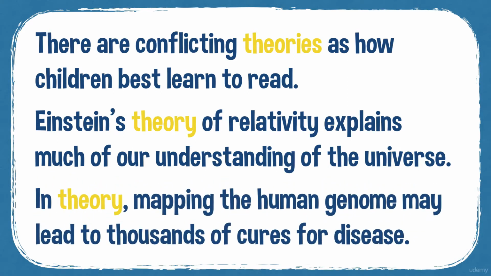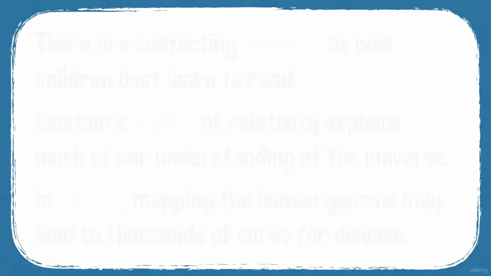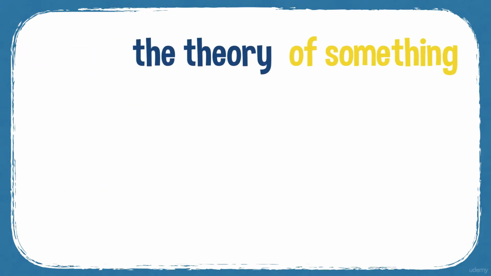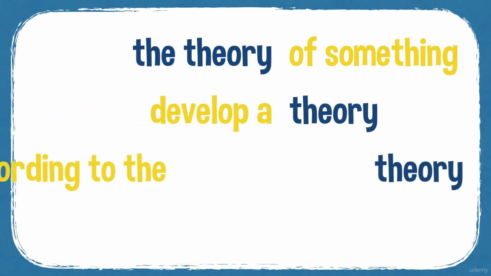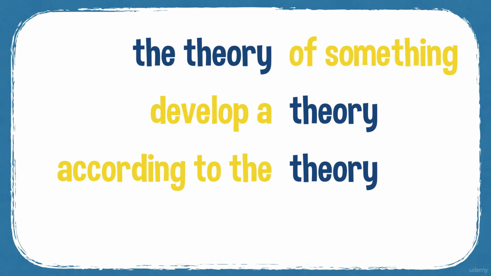In theory, mapping the human genome may lead to thousands of cures for disease. And here the word theory is being used as a kind of line of thought. So as you can see, theory has got several different meanings, really. We talk about the theory of something. You can develop a theory. And according to the theory of something, and in theory is quite a common fixed phrase.